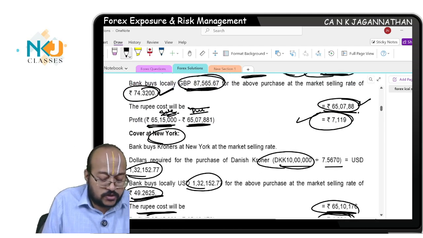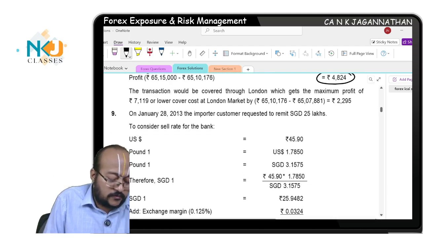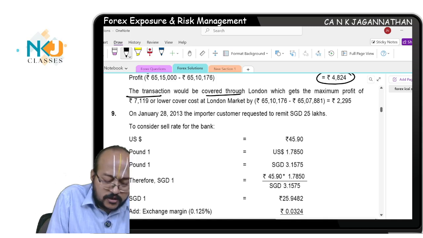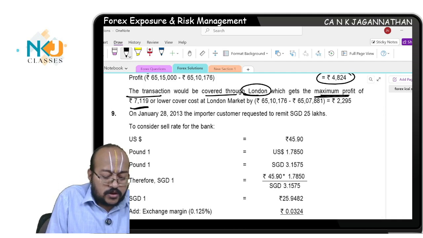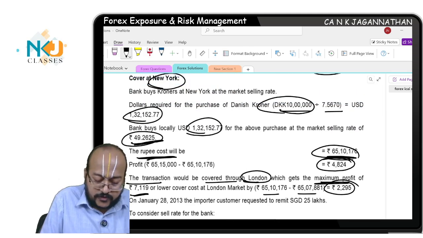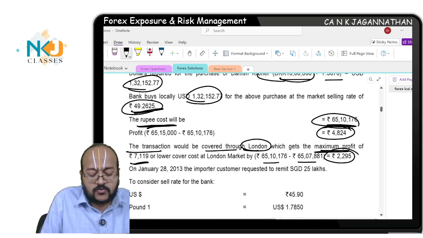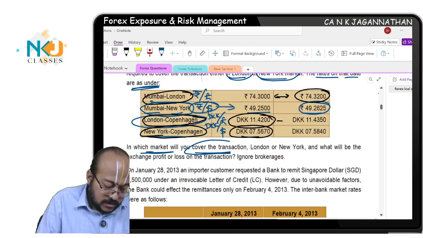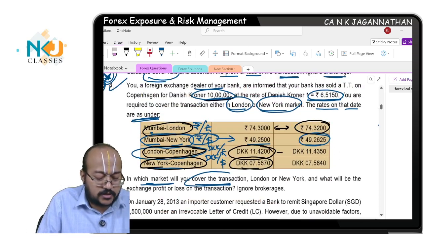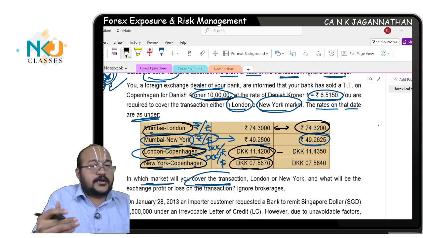Tell me, children, in both cases there is profit, but which one gives the highest profit? Option number 1. So it is better to cover the transaction through the London market, which gets the maximum profit of 7199, or lower cost at the London market by 2295, which is 7199 minus 4824. Are you understanding the differential amount? This is the extra benefit you will get from this transaction. Okay, question number 9 we will discuss in the next video. Thank you.